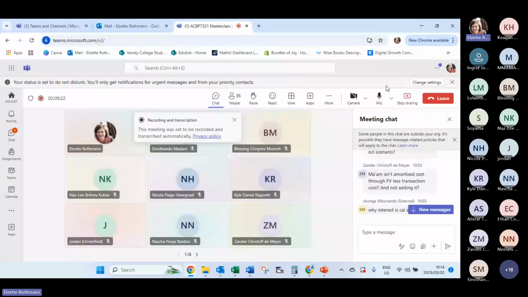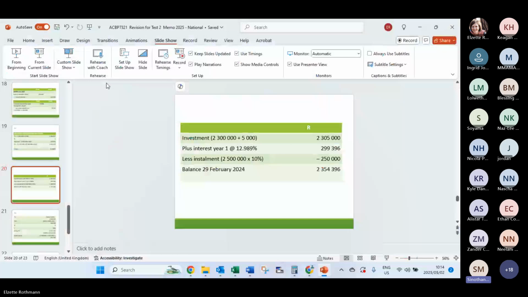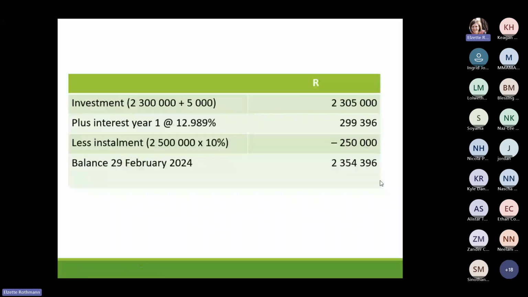Sorry, there was just the noise that I wanted to cancel out. Okay, so even though the 299396 and then the balance will display on your calculator, just please put it like this, so that we can know that this is how you got to the balance.